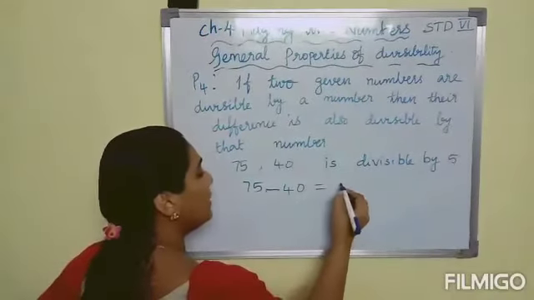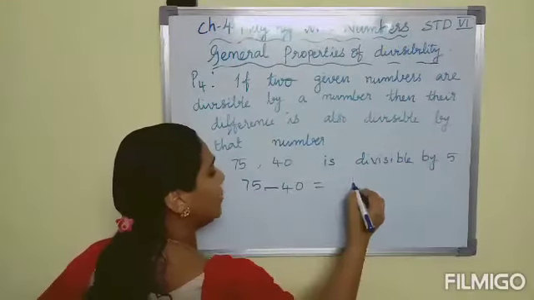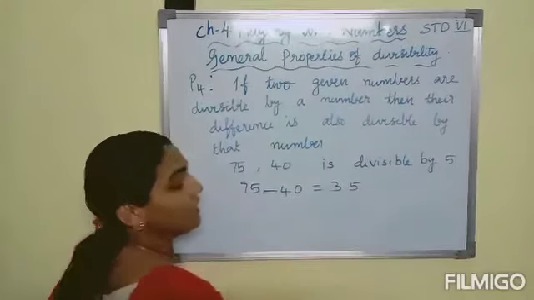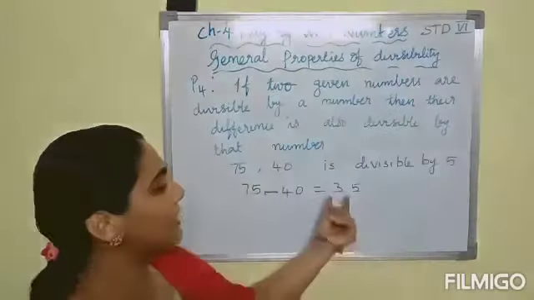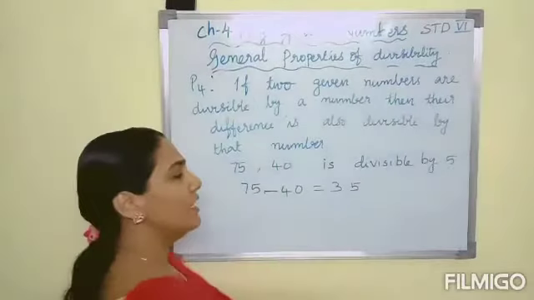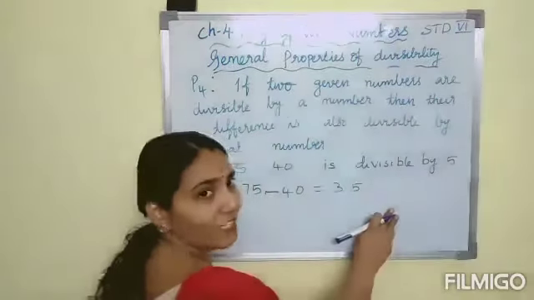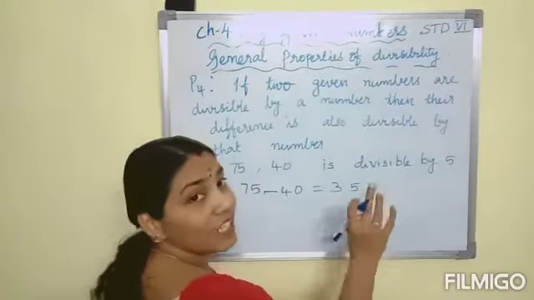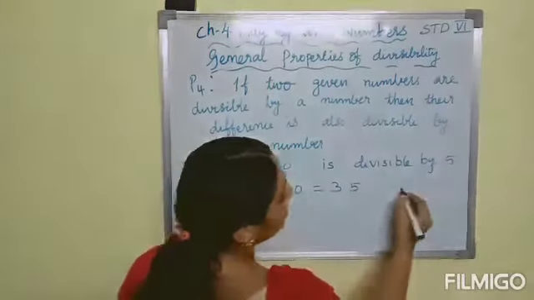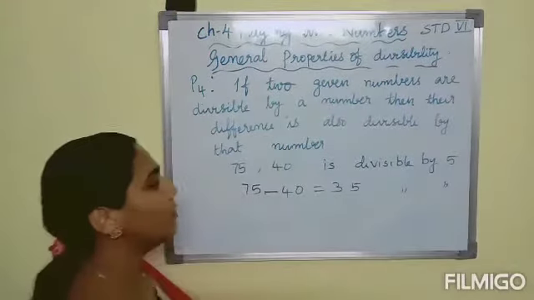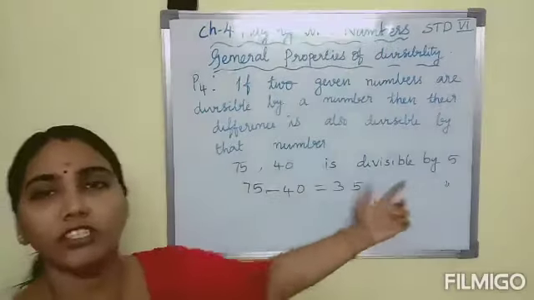What will come? 35. 5 minus 0 is 5, 7 minus 4 is 3, so 35 will come. So is this 35 divisible by 5? Yes. 35 divided by 5 is equal to 7, without any remainder. So 35 is divisible by 5. So what did you get? The difference is also divisible by 5.